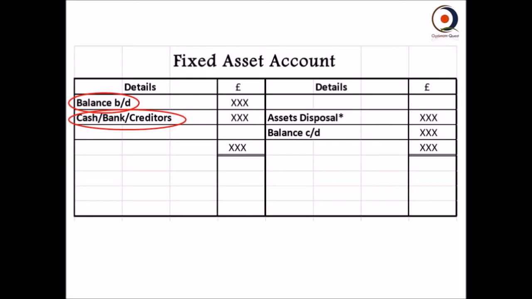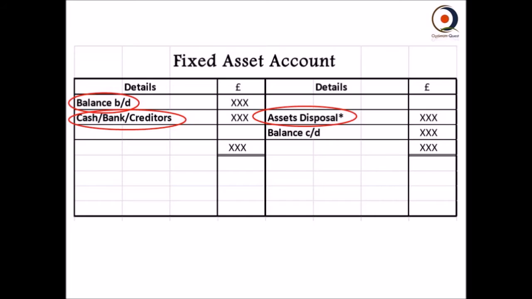Just like I said, this only stands for any purchases of fixed asset we make in the current year. If we pay by cash, it will be recorded as cash. If by check, it will be recorded as bank. And if it has been purchased on credit, it will be recorded by the name of the creditor.